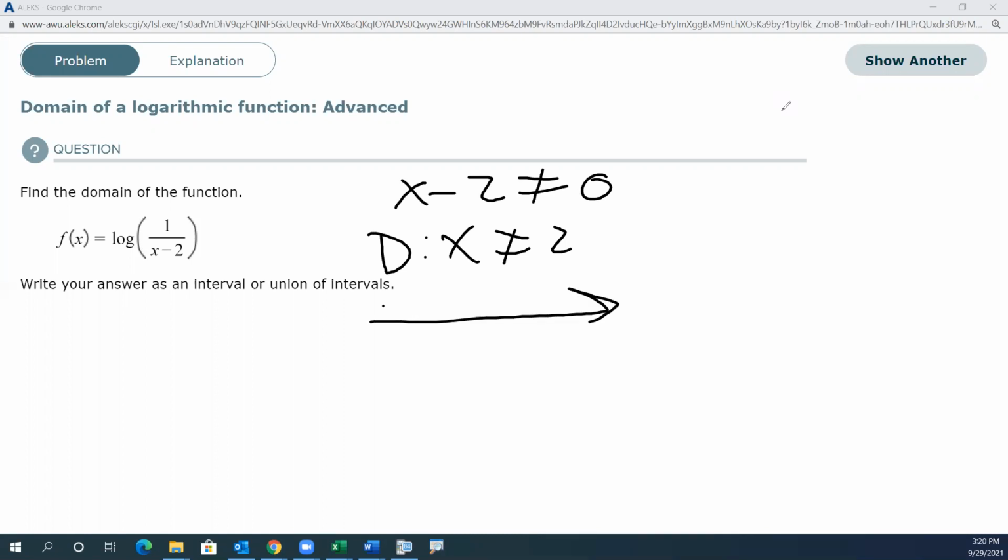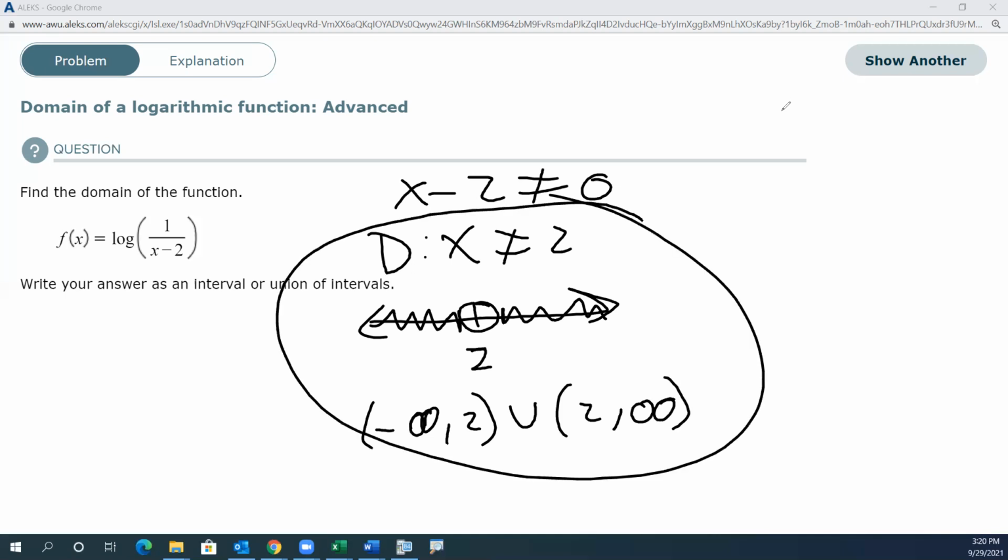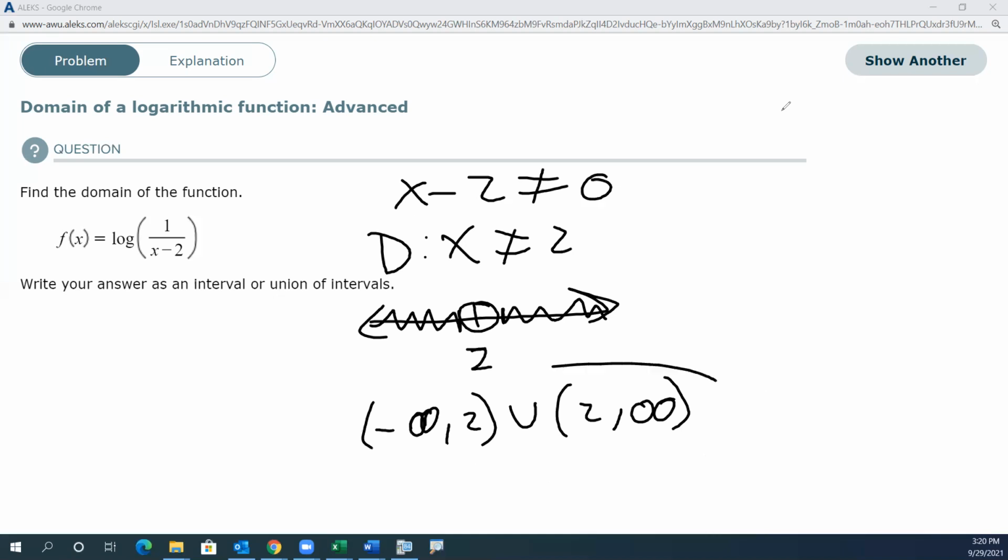On the line graph, it looks like this. Everything's shaded in except 2. So that would be negative infinity to 2, and from 2 to infinity. Notice that shows the same thing. So 3 different ways of expressing the solution. That's the one that they asked for.